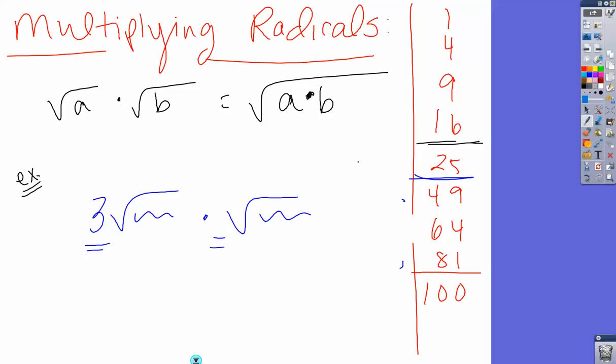What do I do? Well, if there's no number there, what number is really hiding? 1. What's 3 times 1? 3. And then I make one big square root and I bring down my two blah, blah, blahs.